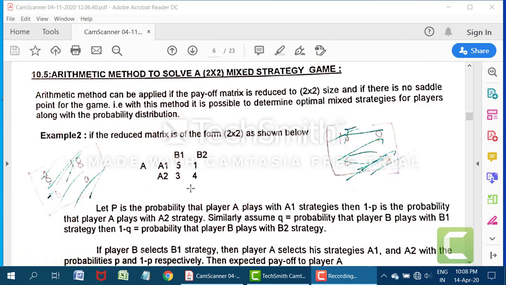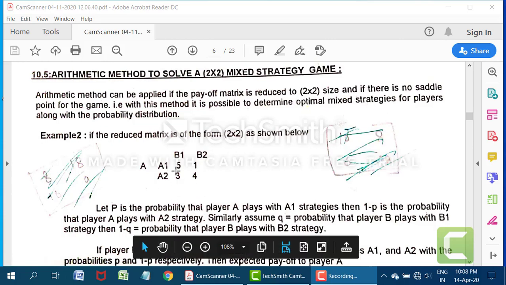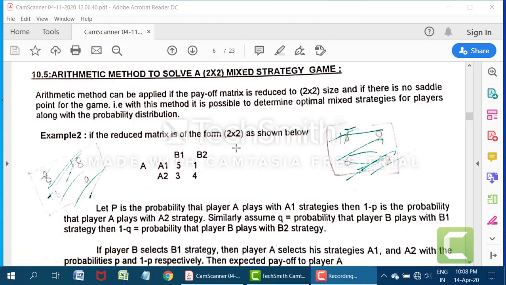If there is no saddle point and the size of the matrix is exactly 2 by 2, we can employ the arithmetic method to solve a mixed strategy game. The game is called a mixed strategy game because there is no saddle point. There is no single best strategy for either player A or player B. Hence, this is a mixed strategy game.